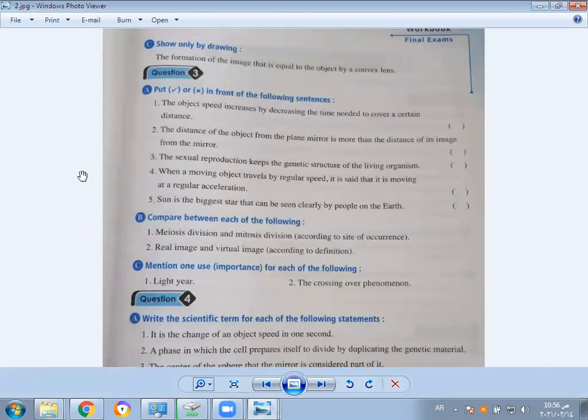Number C, show only by drawing the formation of the image that is equal to the object by a convex lens.